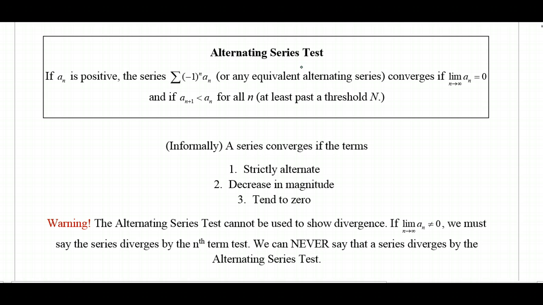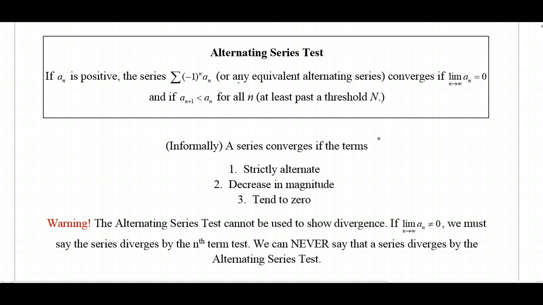The alternating series test. If a sub n is positive, then the series, the sum of negative 1 to the n times a sub n, or any equivalent alternating series, converges if the limit as n approaches infinity of a sub n equals 0, and if a sub n plus 1 is less than a sub n for all n, at least past some particular value big N.